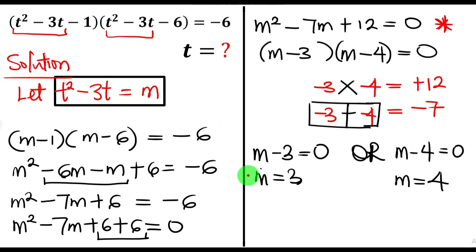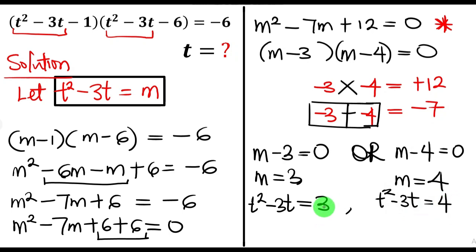So what are we saying? This same m is equal to t squared minus 3t. So in this position, I'm going to substitute for m. So what am I going to write? t squared minus 3t. That is replacing my m. Then this equal sign is still there. This 3 is still there. Doing the same thing here, t squared minus 3t equals 4.